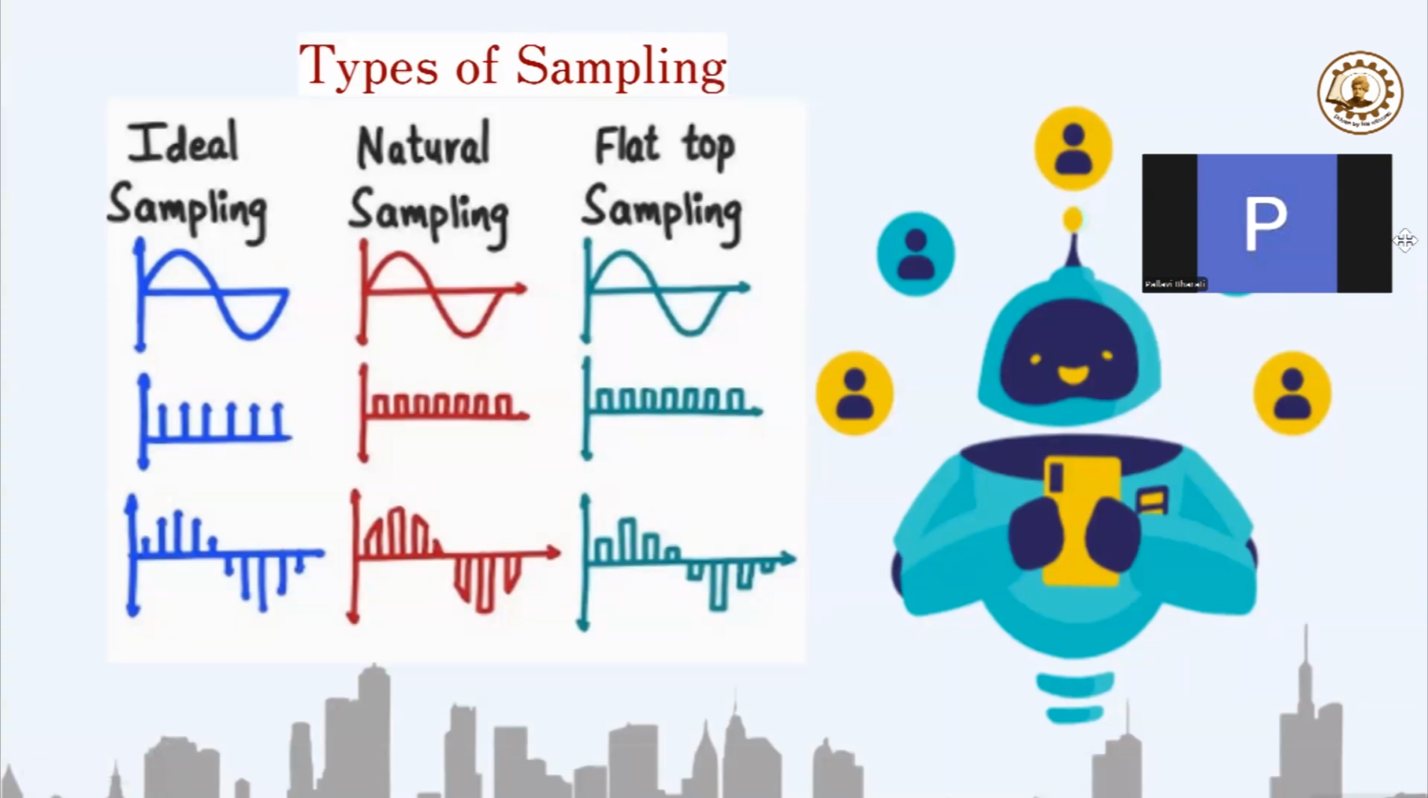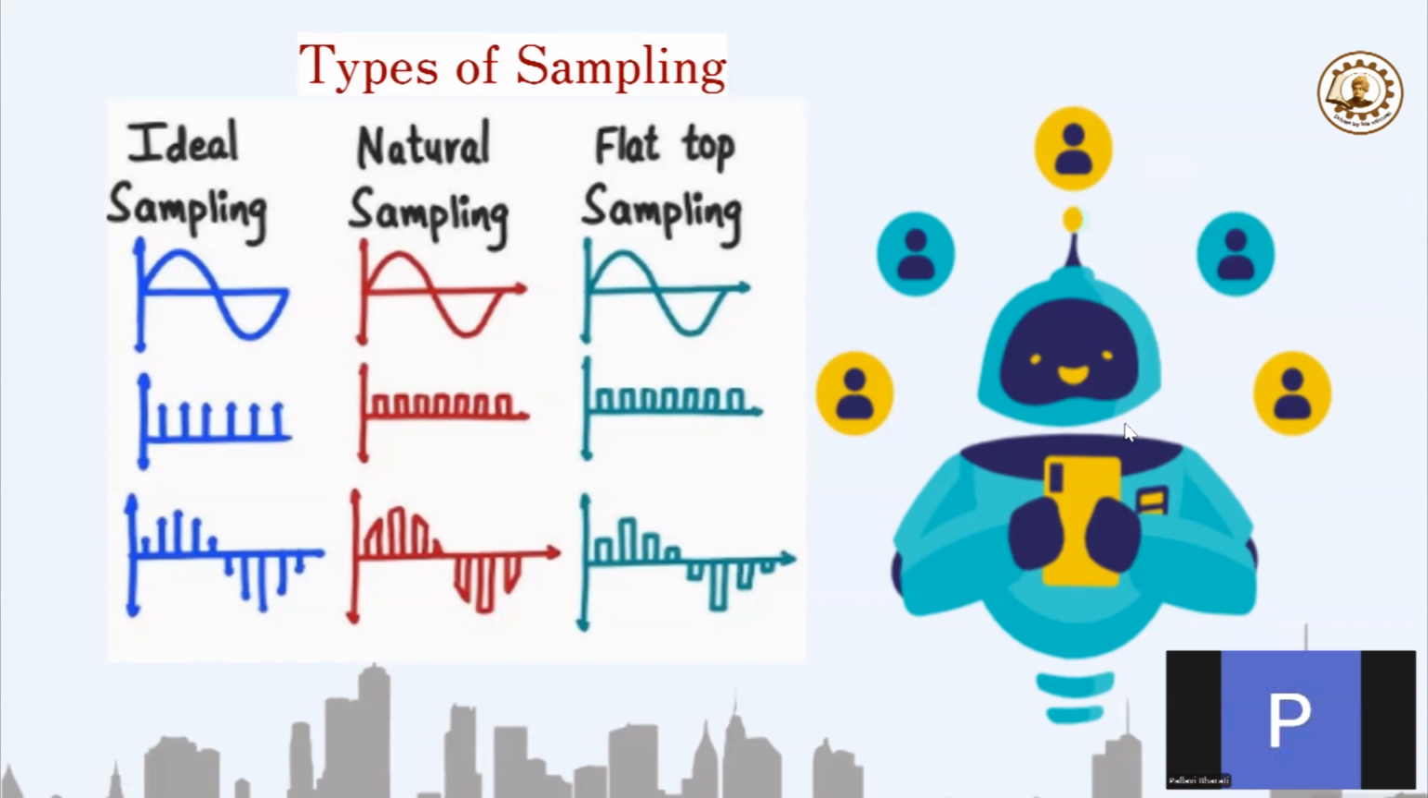We have already discussed the sampling process, and also we discussed the need of digital communication system. We studied the block diagram of the digital communication system. Before we go into the types of sampling, I would just recall what is sampling.